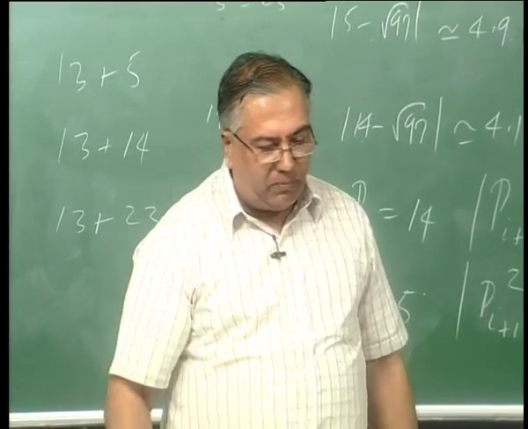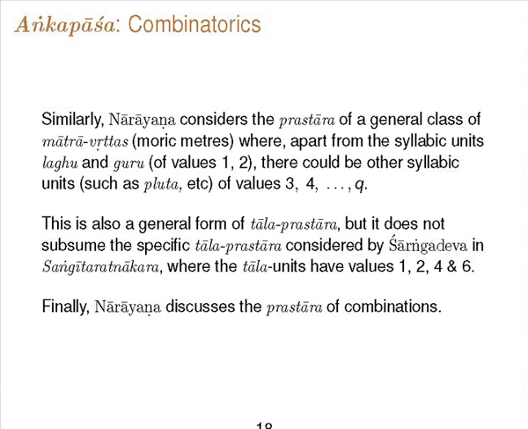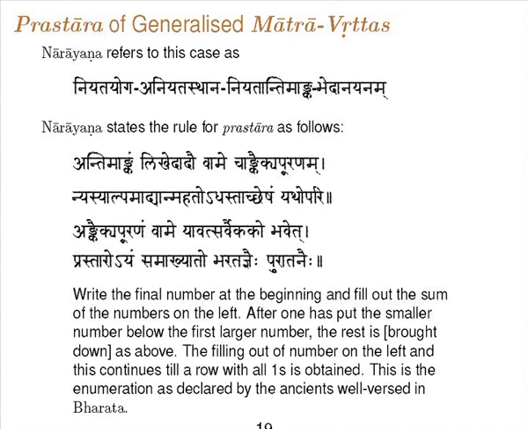So, he is just working on all this as a mathematician, giving a complete mathematical framework for all the combinatoric problems. Then he goes to Matra Vrittas. So, here again instead of Laghu and Guru, which have values 1 and 2, you think of more different kinds of syllables which have values 3, 4 etc. up to q. Then finally, this is similar to Matra Vritta Prastara and Tala Prastara also, but it does not subsume Sharngadeva's Tala Prastara. Finally, he discusses Prastara of combinations also. I will deal with that in the end.